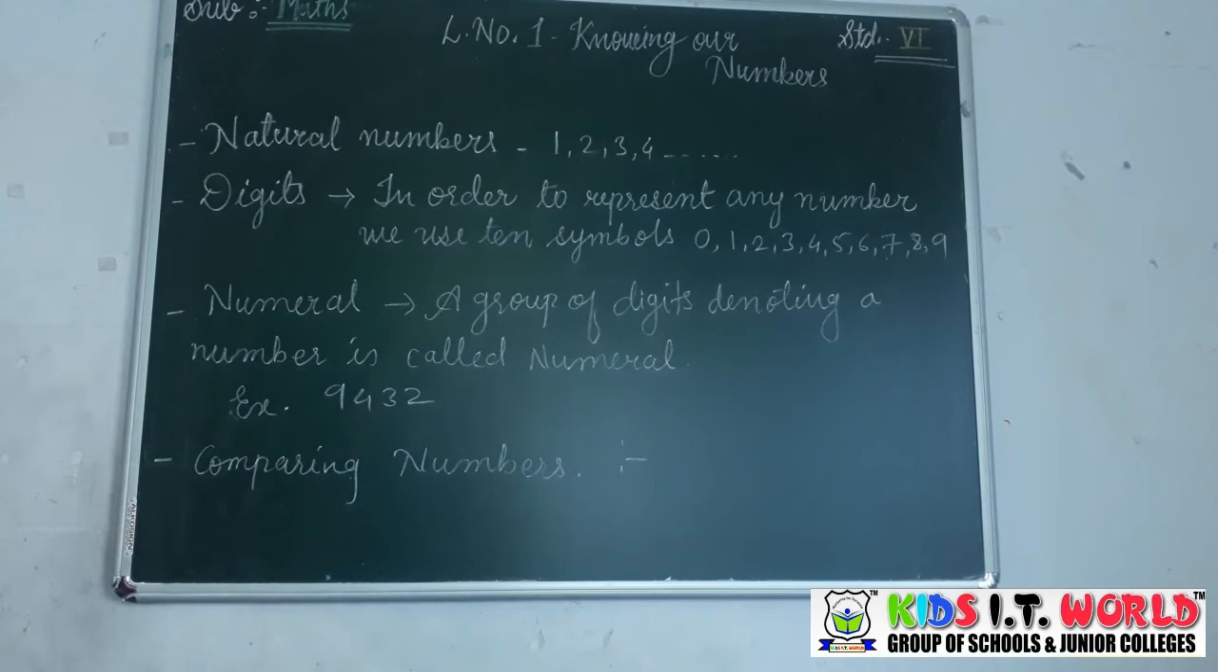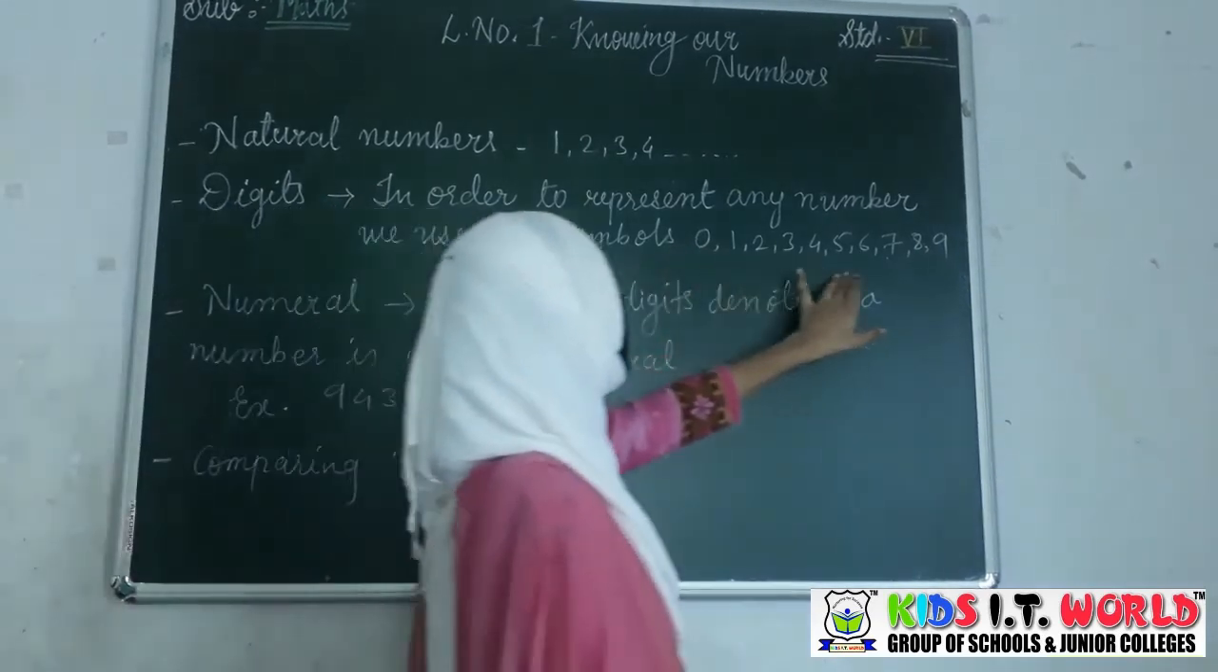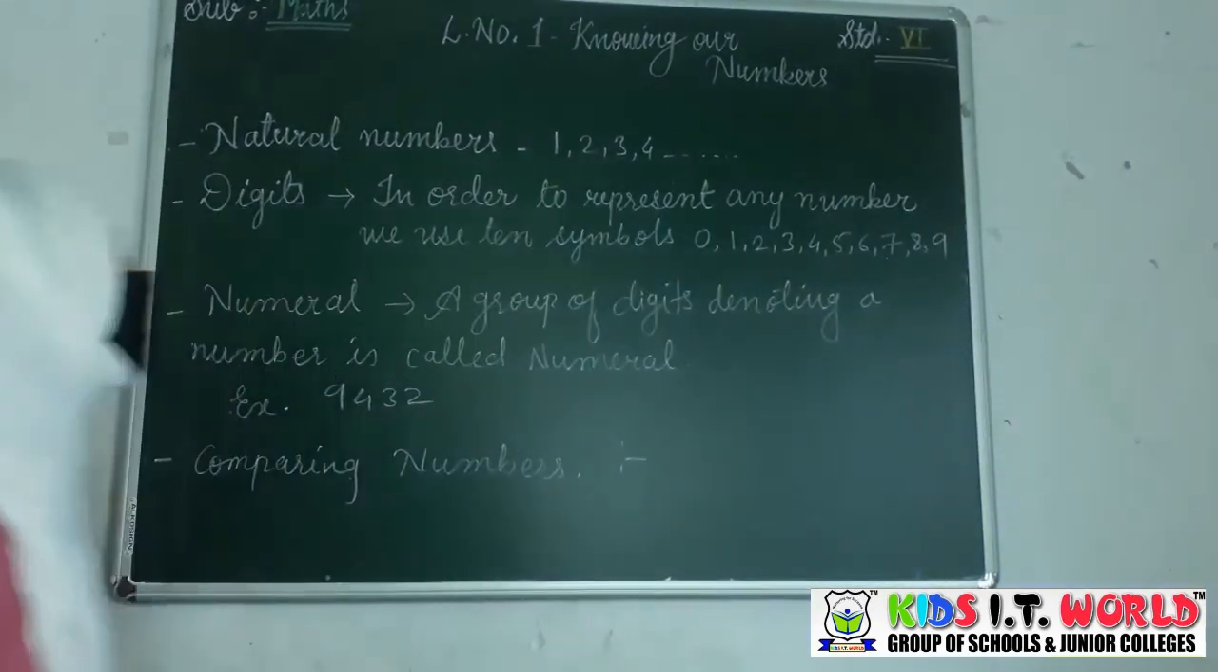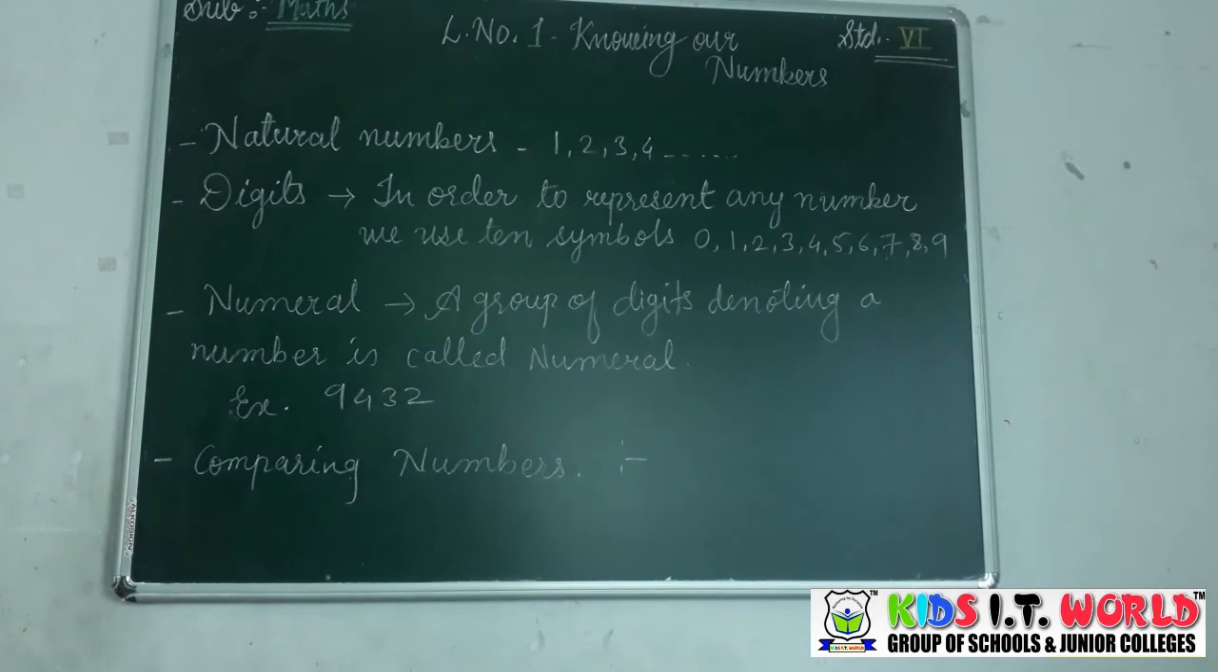Now the next is digits. In order to represent any number, we use 10 symbols, that is 0, 1, 2, 3, 4, 5, 6 to 9. To write any number we use these 10 digits, so they are called digits.